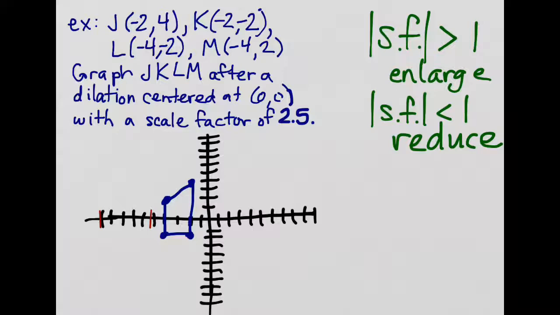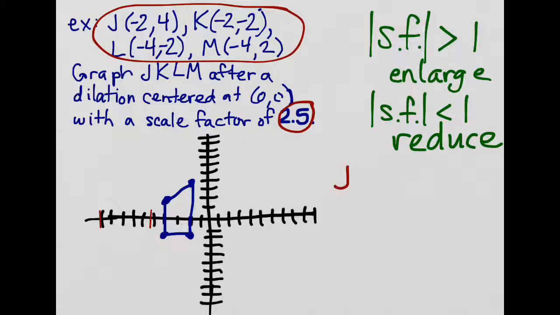Next, let's go ahead and try to find the new points. So J prime, K prime, L prime, and M prime. To do that, all you have to do is take your scale factor and multiply it by your original points. So when we multiply -2 by 2.5, we get -5. And when we multiply 4 by 2.5, we get 10. So that's our first coordinate point. And then you do that with all the other ones.